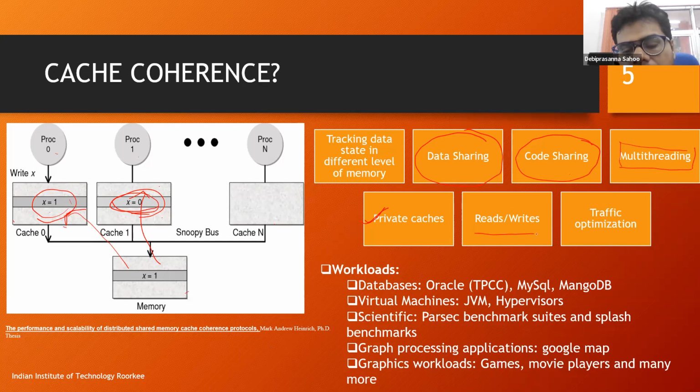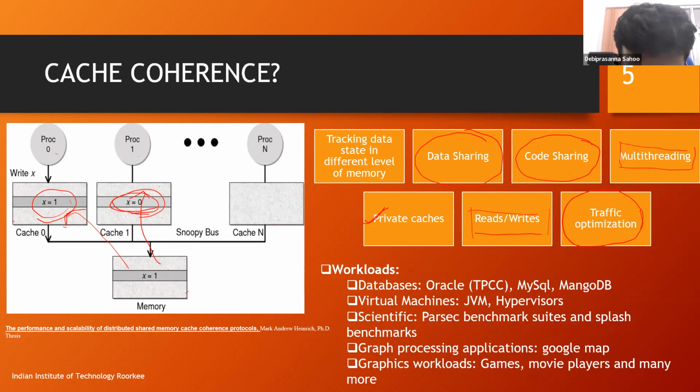And of course, reads and writes. Now, what we need to optimize here is the memory traffic, in order to reduce pressure on the shared caches. So that's the goal of designing a good coherence protocol.